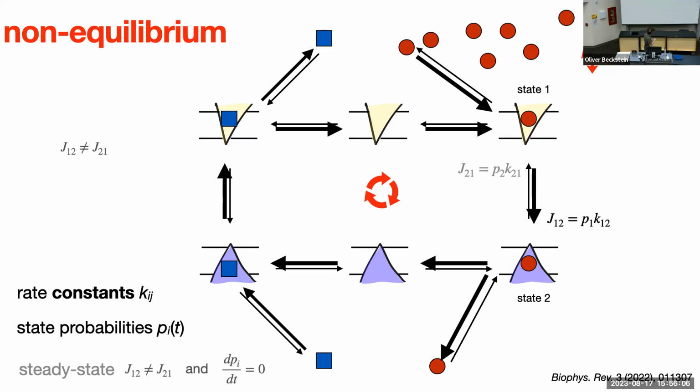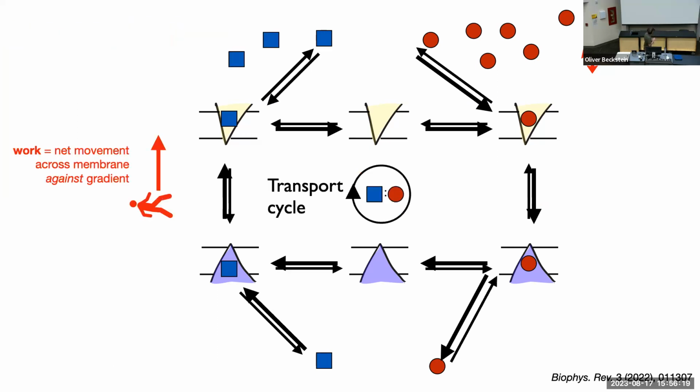Just to mention that there's a special non-equilibrium state called steady state, and that is when the state probabilities don't change, but the fluxes are not the same. And this is actually what we typically work with, but that's a bit of a detail here. But once you drive the cycle, then you're doing work.